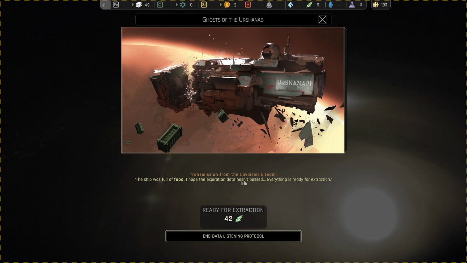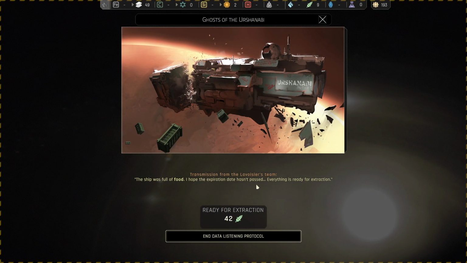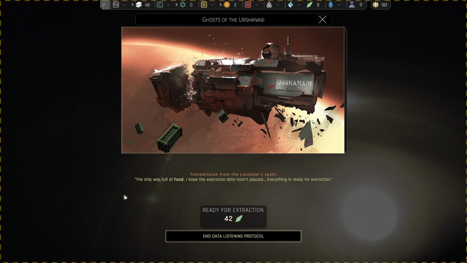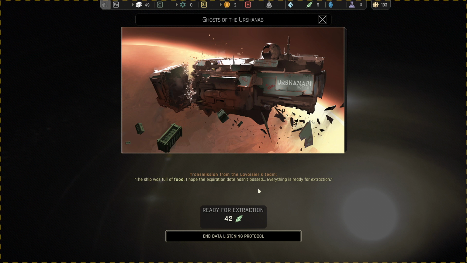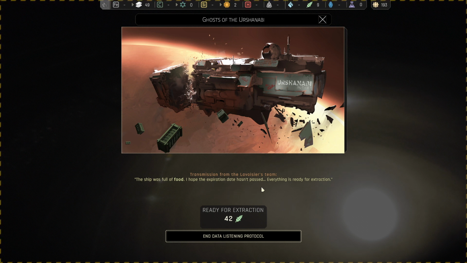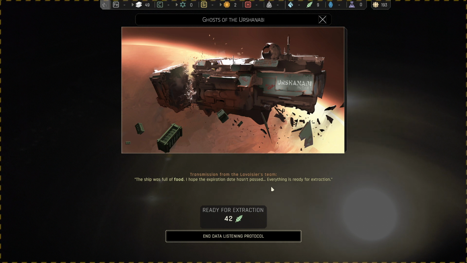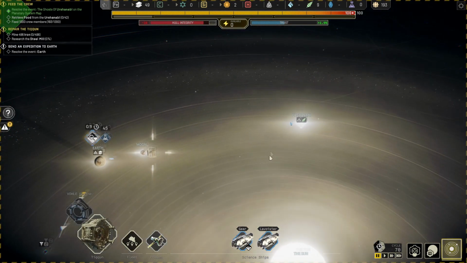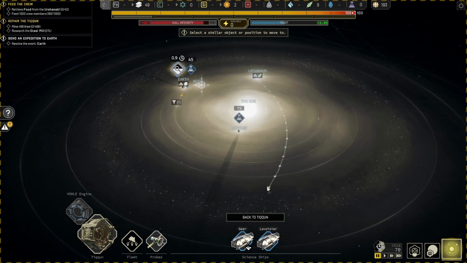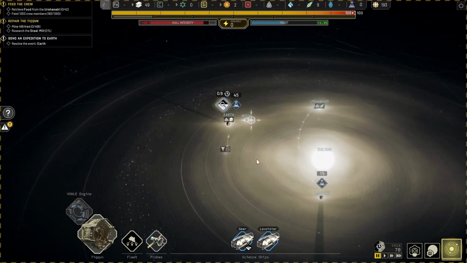So, ship was full of food. I hope the expiration hasn't passed. They might be military MREs, meals ready to eat. Those things last for ages. Well, last, in quotation marks. Everything's ready for extraction, so end the protocol, get the food. That's fine, and I'll tell you to move on to Mercury just to pick up those science points.